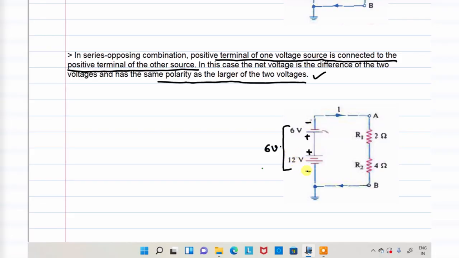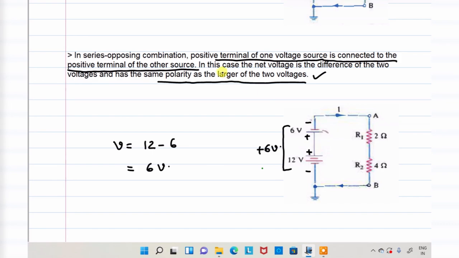What is the polarity of 12 volt? It is positive, right? 12 minus 6 is a positive 6 only. So here the total voltage is equal to 12 minus 6, that is equal to 6 volt. This is about the opposing.